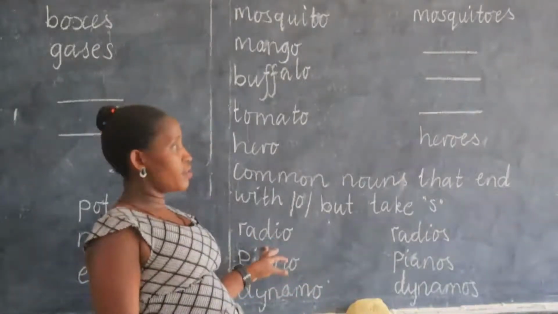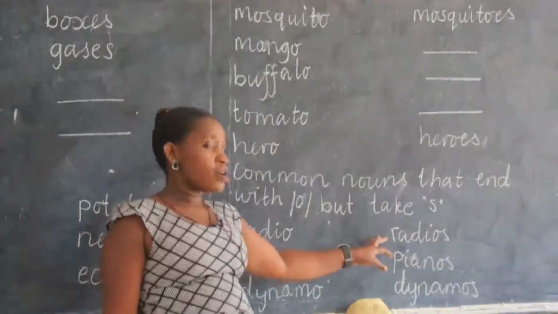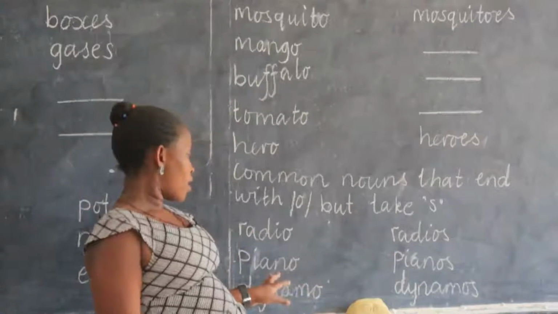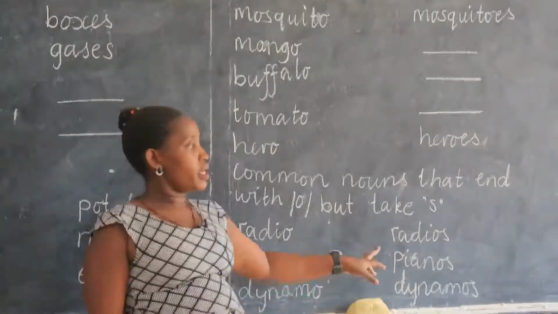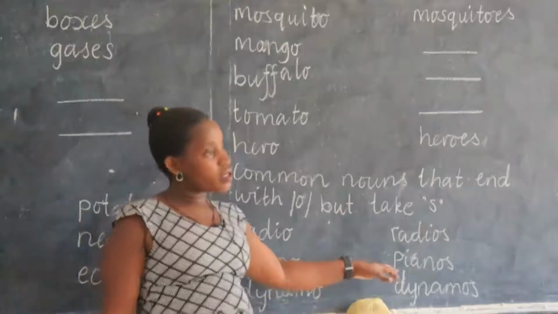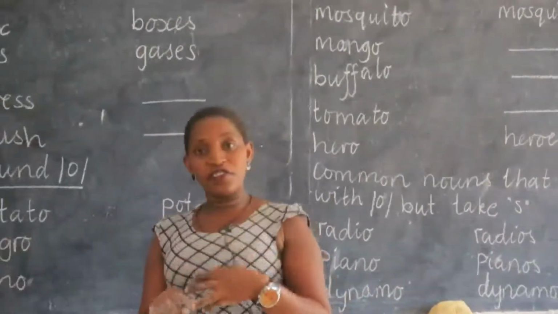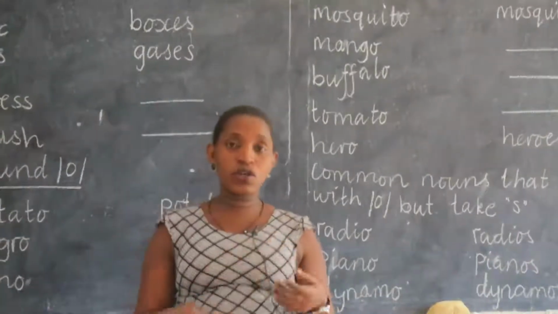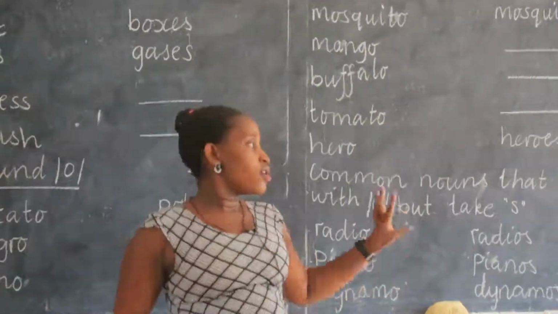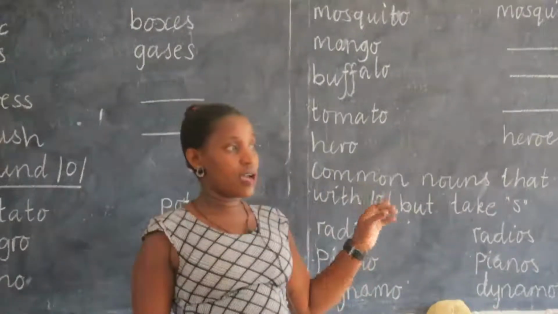So we have radio. When it comes to radio, it will be radios. Piano, it will be pianos. Dynamo, it will go for dynamos. We have disco, we have video, we have studio, we have avocado. All those ones add s on their nouns.